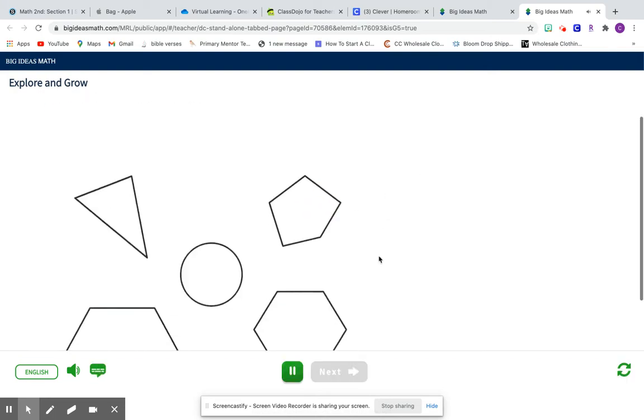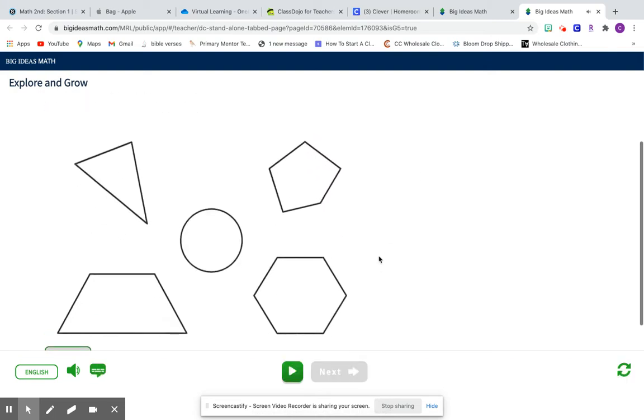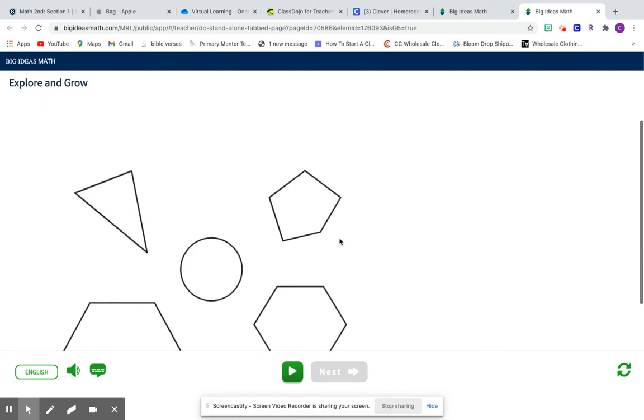Select the triangle to color it blue. Okay, so remember the triangle has 3 sides. So this one is 1, 2, 3 sides. This one is our triangle.